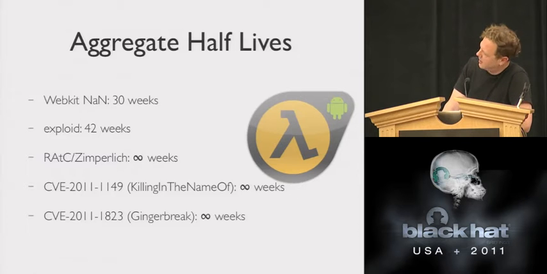So again, here are the aggregate half-lives. We have 30 weeks for the WebKit vuln. We have 42 weeks for exploit, and we haven't quite reached that for any of the rest.